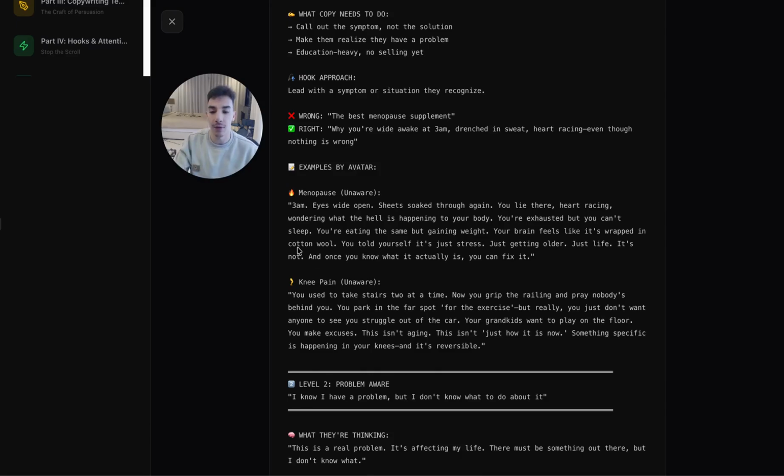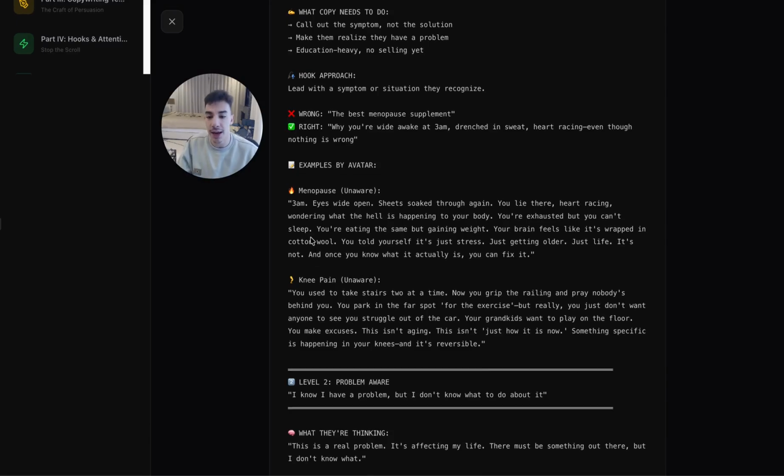So, an example for avatars, menopause, unaware audience: 3 a.m., eyes wide open, sweat soaked through again, you lie there, heart racing, wondering what the hell is happening to your body. You're exhausted but you can't sleep. You're eating the same things but gaining weight. Your brain feels like it's wrapped in cotton wool. You told yourself it's just stress, just getting older, just life. It's not. And once you know what it actually is, you can fix it.